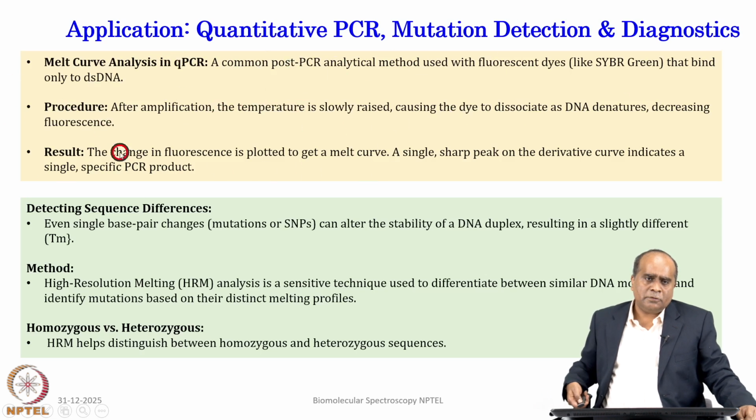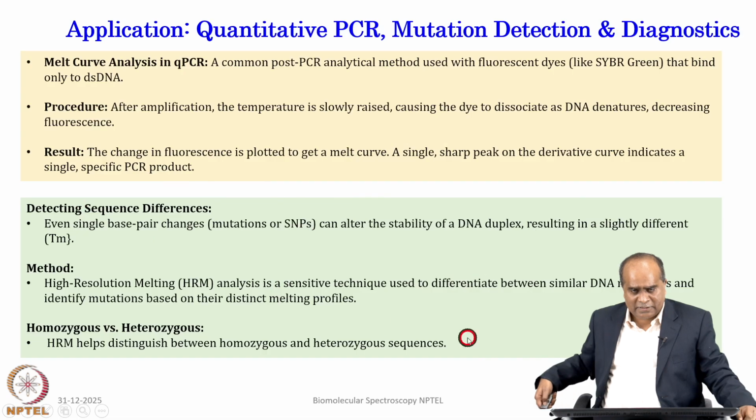That results in a plot of the fluorescence that gives the melting curve. A single sharp peak on the derivative curve indicates that a single specific PCR product has been formed. SYBR Green is used in the PCR reaction. Now, you can detect sequence differences, right. Even a single base pair change or single point mutation alters the stability of the DNA duplex, which results in a different Tm, and you can detect it. So, if variants are coming for any pathogen, you can find it out just by the melting curve.